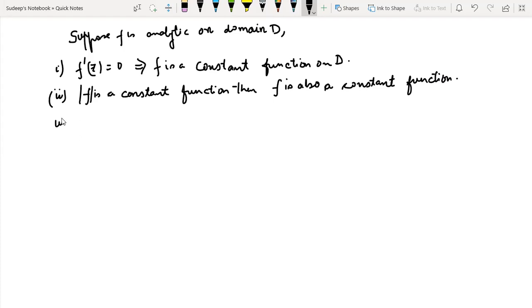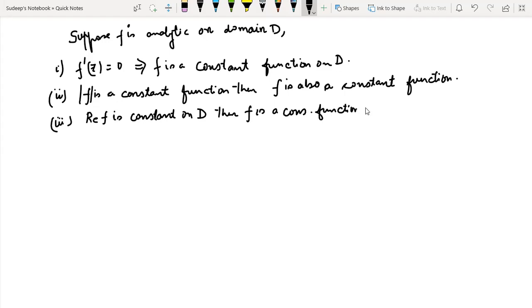The third result that I'm going to do today: suppose f is analytic on domain D and the real part of f is constant on D. Then f is a constant function on D. Okay, so let us start with this. Let us assume that the real part of f is constant on D.